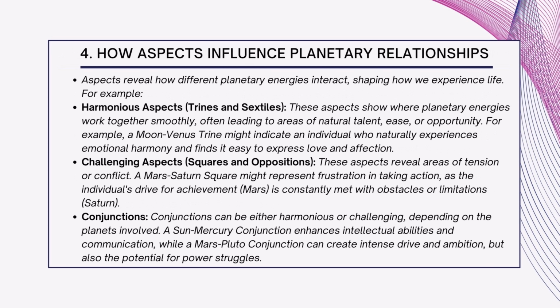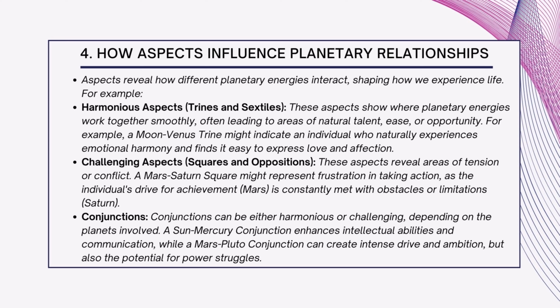4. How aspects influence planetary relationships. Aspects reveal how different planetary energies interact, shaping how we experience life. For example, harmonious aspects, trines and sextiles. These aspects show where planetary energies work together smoothly, often leading to areas of natural talent, ease, or opportunity. For example, a Moon-Venus trine might indicate an individual who naturally experiences emotional harmony and finds it easy to express love and affection.